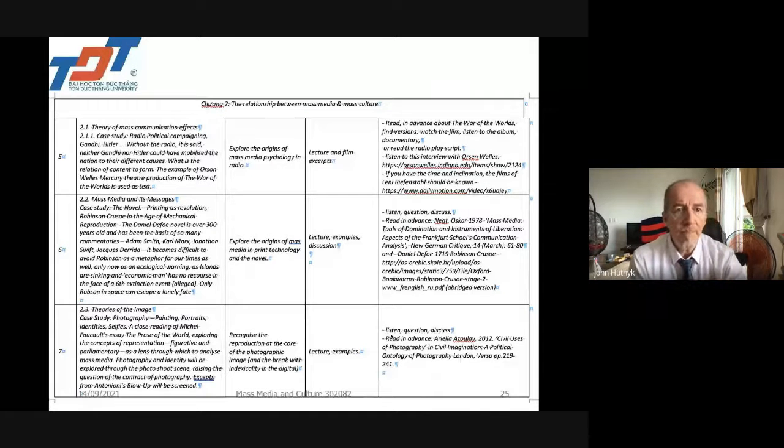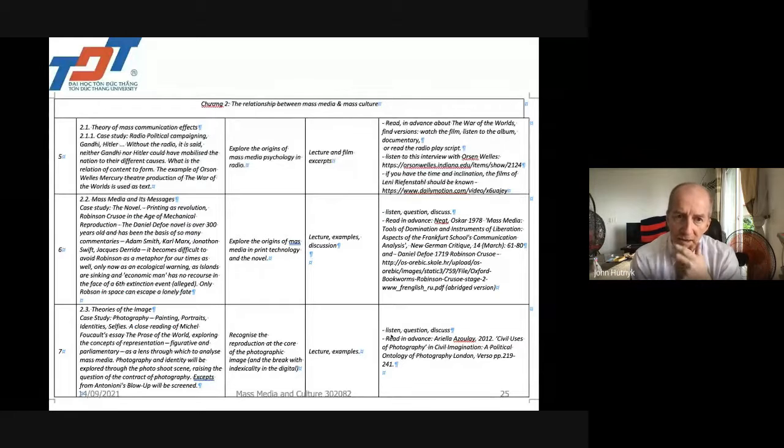Week 4, we're looking at theory of mass communication. Well, basically, this is a whole section of several weeks on the relationship between mass media and mass culture. First of all, looking at campaigning and political radio. So Gandhi and Hitler and Orson Welles and a whole series of things. If you remember the film Citizen Kane, when I introduced that, I quickly mentioned the War of the Worlds.